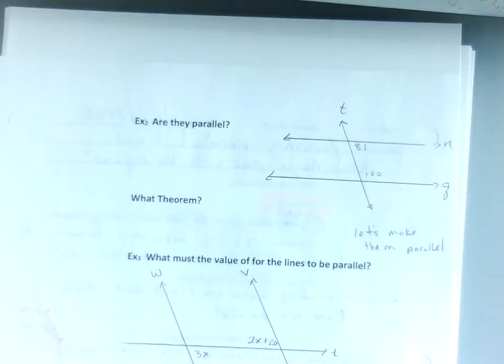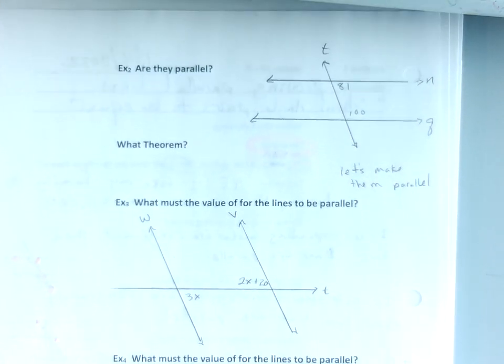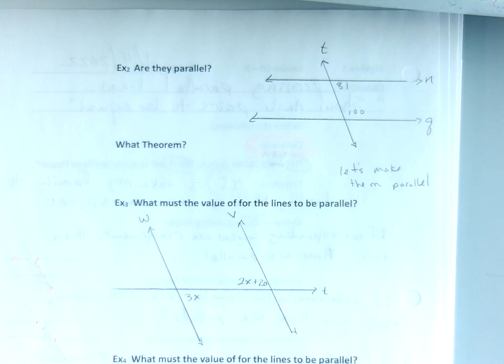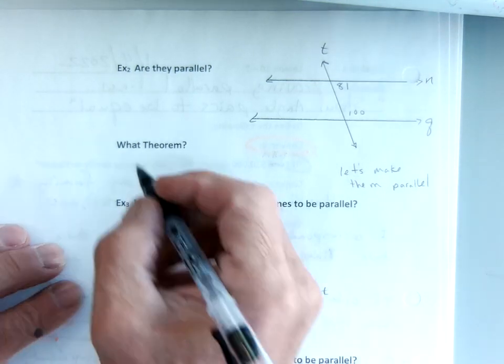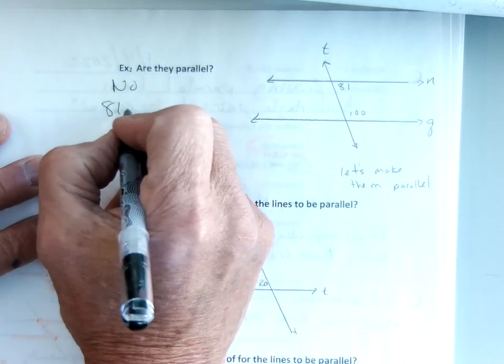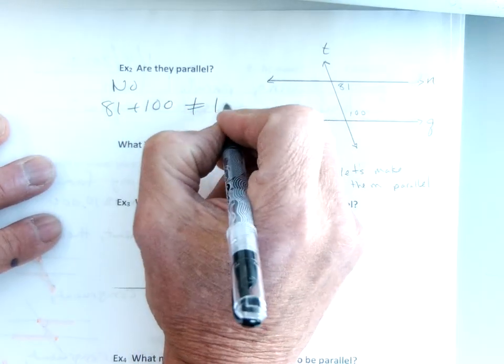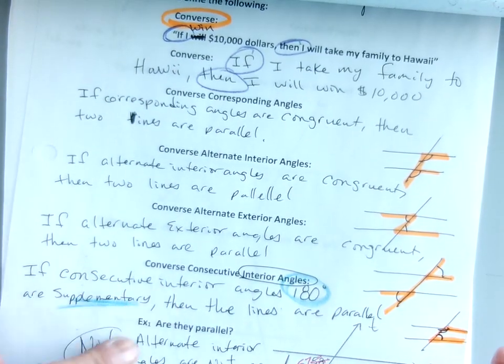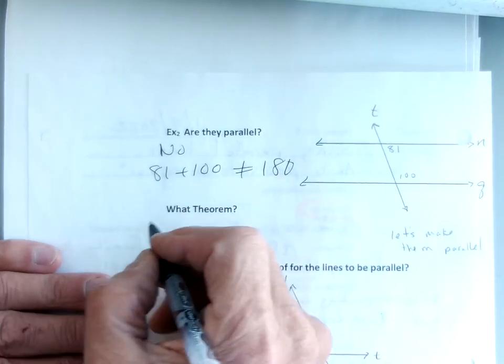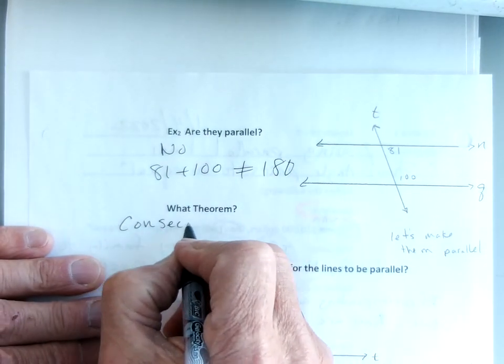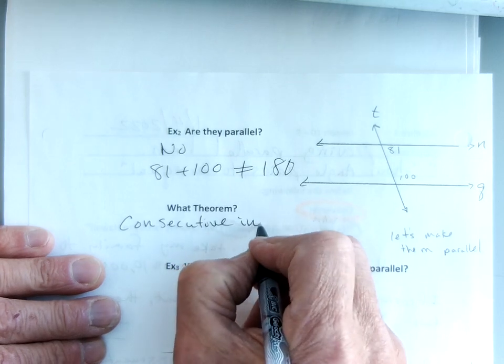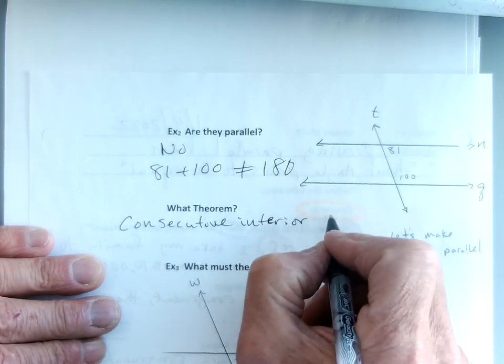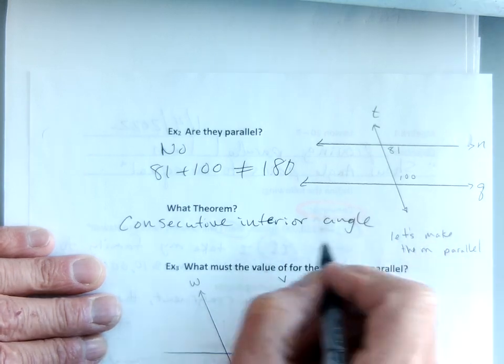Okay, are they parallel? They're not. No, because 81 plus 100 does not equal 180, right? You guys agree with that? They're not. So what theorem am I talking about? I'm talking about the consecutive interior angle theorem.